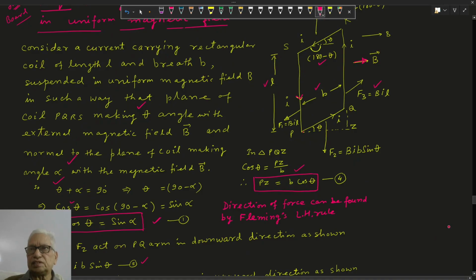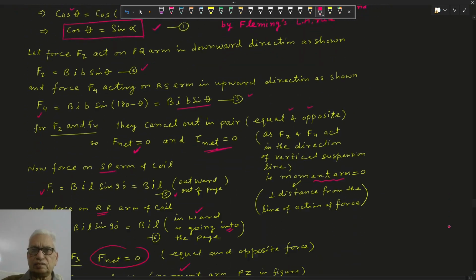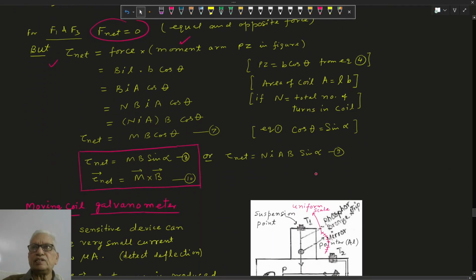This we have already found by equation 4. PZ की जगह B cos theta लिखेंगे यहाँ. Now putting it here, PZ will be B cos theta. Now L into B is the area, and suppose number of turns are N, then multiply कर देंगे N से. So torque will be NIA B cos theta.